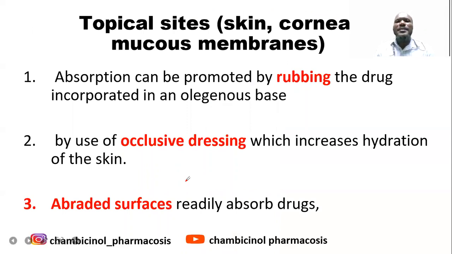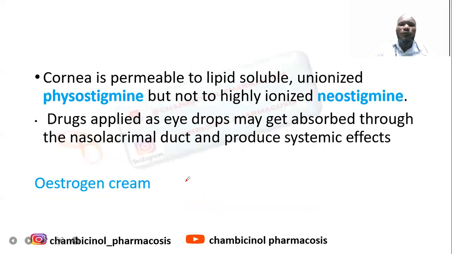And if the drug is applied to the mucous membrane, you can find, for example, estrogen cream, which is applied intravaginally, but it can cause gynecomastia in males. This is because of the topical application through the mucous membrane of the penis during sex. So the drug gets absorbed into the male penis and can induce gynecomastia. You can speed up the absorption by rubbing the site, incorporating it with an oleaginous base, or using an occlusive dressing or hydrating the skin, which will increase the absorption of the drug.